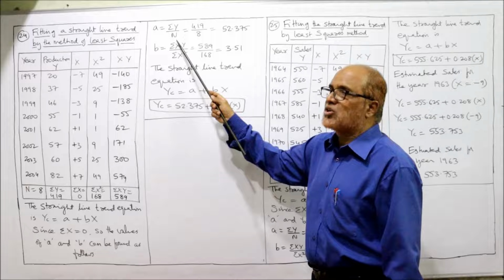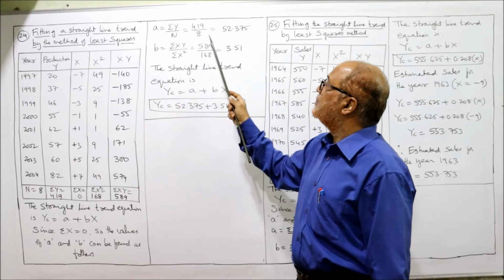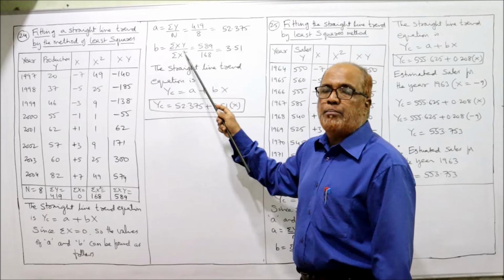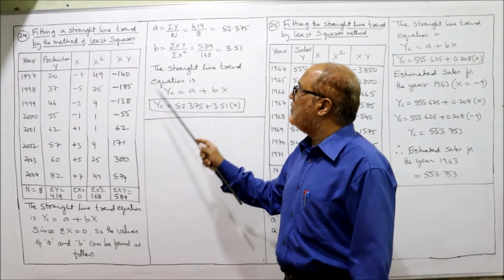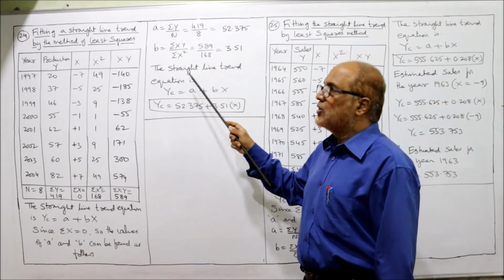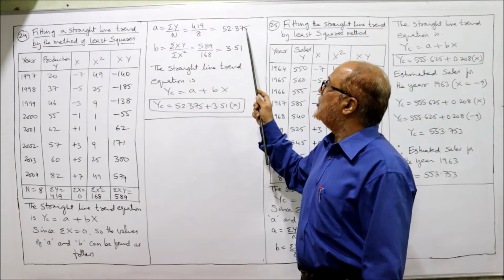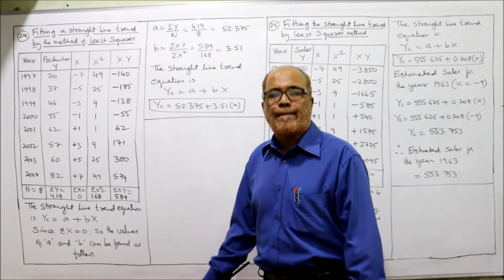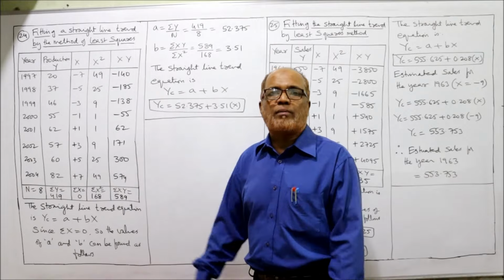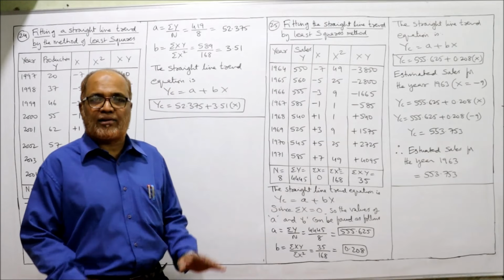A is equal to summation y by n. Summation y is how much? 419 divided by 8, 52.375. And b is equal to summation xy by summation x square, 589 by 168, 3.5. So the straight line equation yc is equal to a plus bx, where a is 52.375 and b is 3.51x. That's all. Normally this type of problems will be asked in examination, so have good perfection in the calculations.